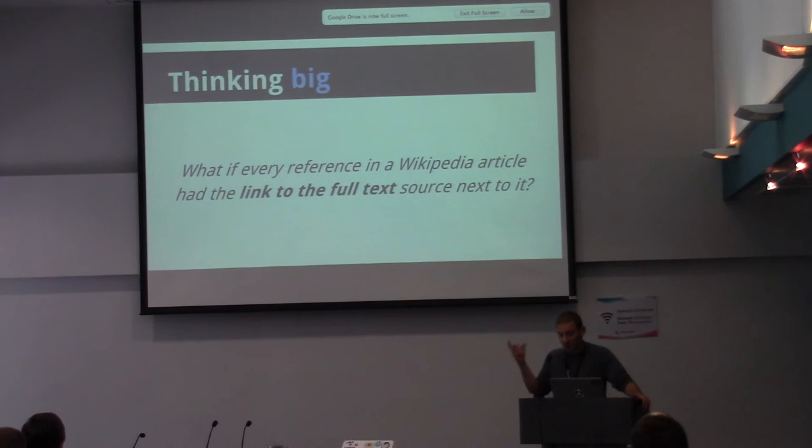And my big question here is, what if every single Wikipedia article had a link directly to a full text source right next to it, and that you knew before you clicked, would you have access to it or not?